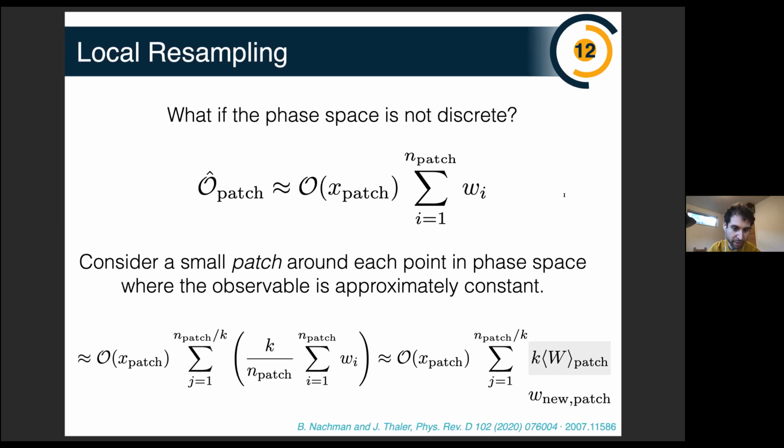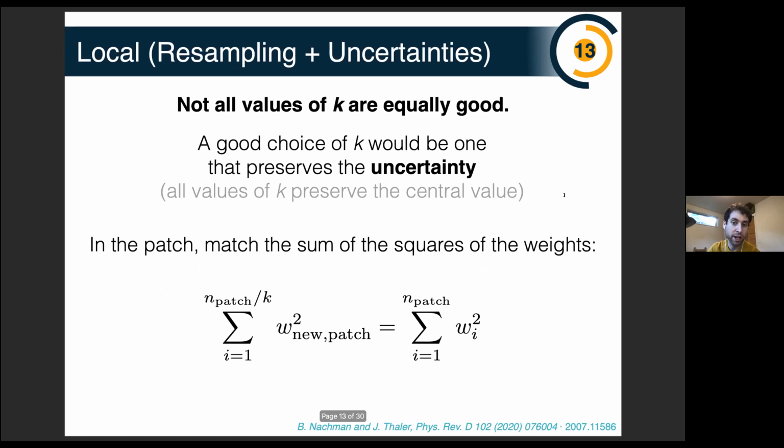But now we can ask the question, what is a good value of K? In principle, any value of K is fine from the point of view of preserving the cross-section. Whatever K you use, even K equals 1, you preserve the cross-section, but not all values of K are equally good. In particular, what we would advocate is that the best value of K is one that preserves not only the central value, which is true for all values, but also the uncertainty. Imagine this patch that we're talking about: you want to match the sum of the squares of the weights, which would allow you to locally preserve the uncertainty.